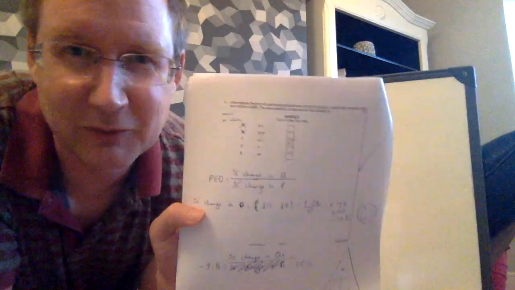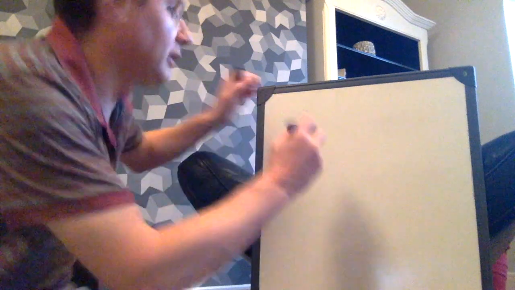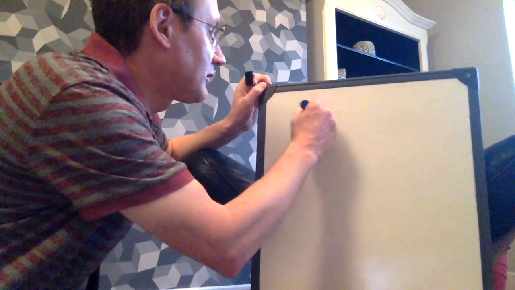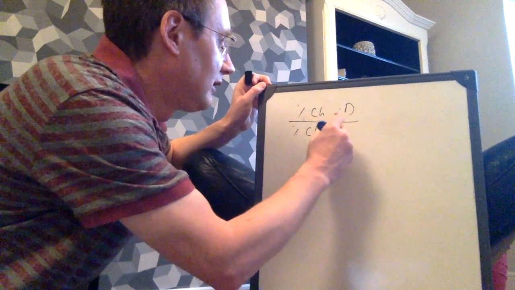If we have a look at question 3, this particular answer has a lot of calculations on it. I'll do this one on the board. What we know is that the formula for price elasticity of demand is the percentage change in demand divided by the percentage change in price.